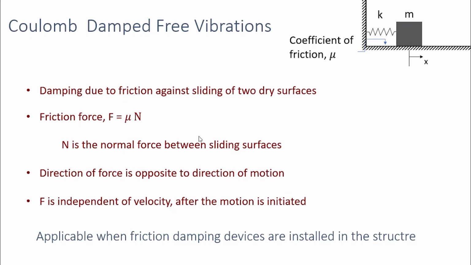The direction of this frictional force will be opposite to the direction of motion. So if the mass is moving in this direction, the frictional force will act in the opposite direction. And the value of this frictional force is independent of velocity, unlike viscous damping. Once the motion is initiated, the value of the force is independent of velocity. These types of damping models are applicable when friction damping devices are installed in the structure.